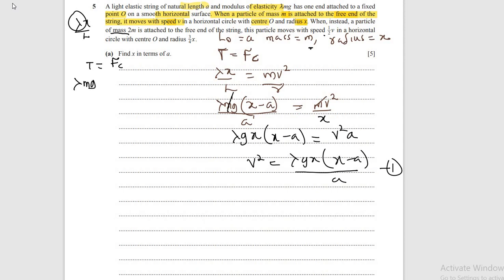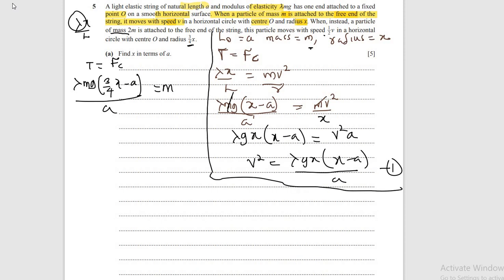And the extension in this case is, the new radius is 3 over 4x, 3 over 4x minus the original length, all over a, equal to the centripetal force. This is when the mass is m. Centripetal force is mv squared over r. In this case, the v is now half v. The radius is x.